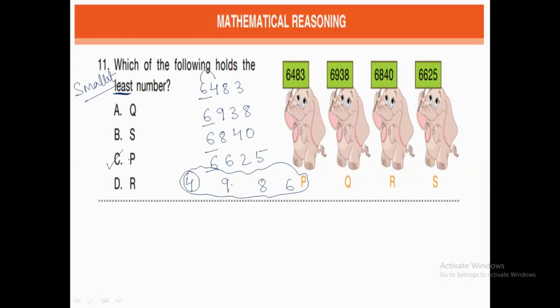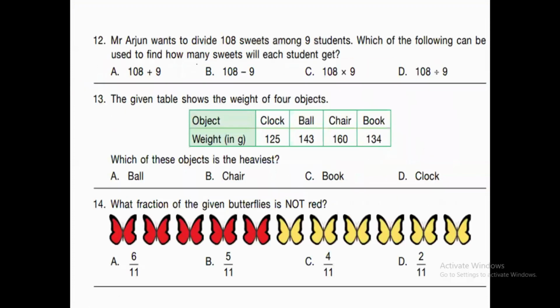Understood all of you? Okay, let's move to the next question, which is question number 12. Now Mr. Arjun wants to divide 108 sweets among 9 students. Now, which of the following can be used to find how many sweets will each student get? Okay, so here what is happening over here?